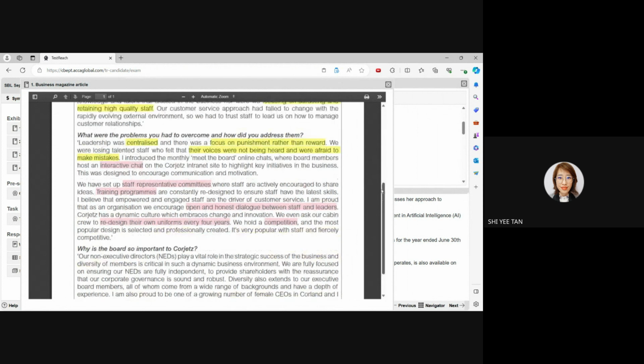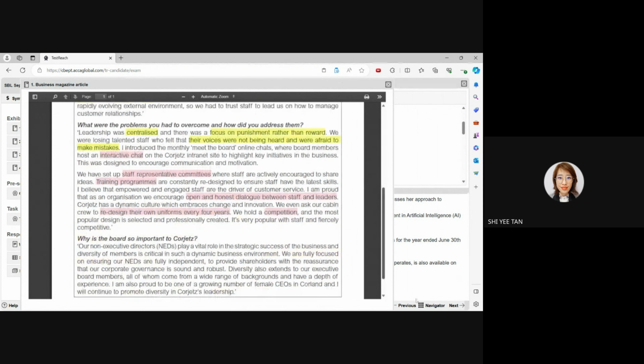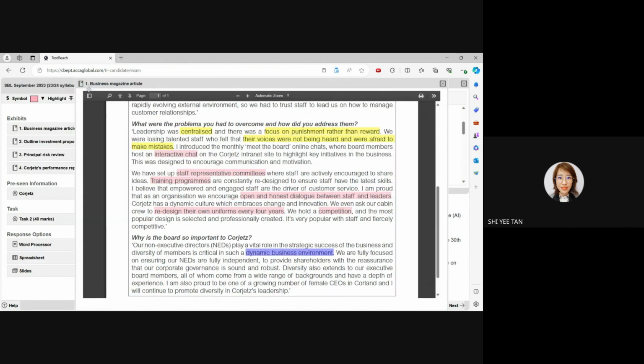Okay, this one later. Right. We read the last part. Why is the board so important to Corjetz? Our non-executive directors (NEDs) play a vital role in the strategic success of the business, and diversity of the members is critical in such a dynamic business environment. Why is diversity important? Because the environment is dynamic.